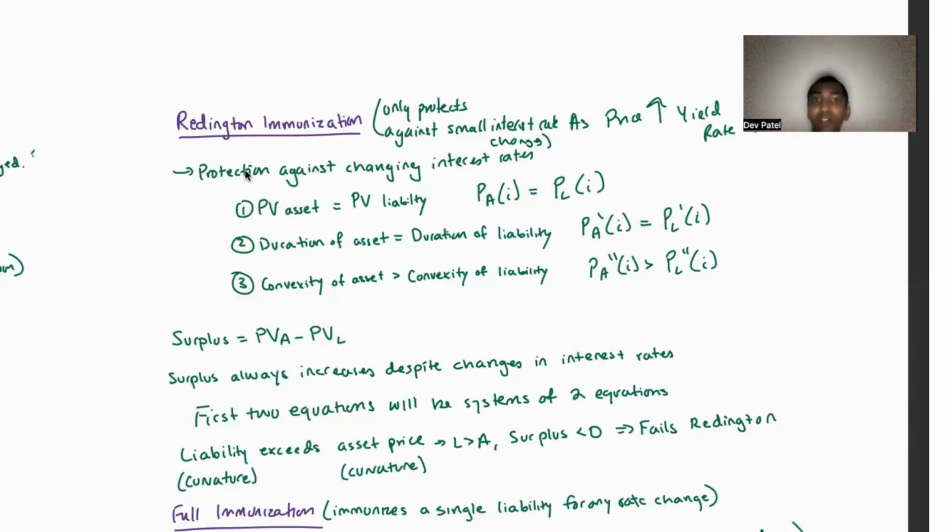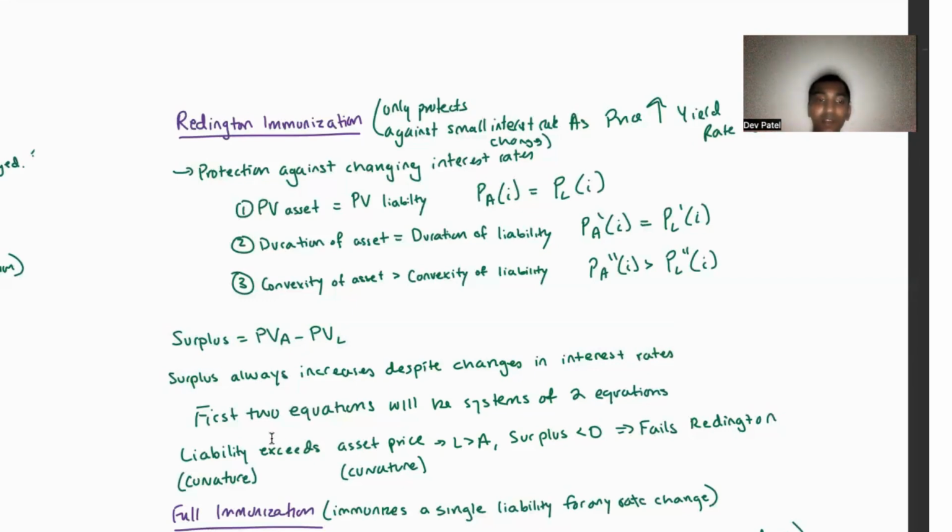And now, just to make sure that this actually satisfies Redington immunization, we have this third criterion where the convexity of the asset is greater than the convexity of the liability. So what you'll do is take the second derivative of both the asset function and the liability function with respect to the interest rate, and see if the convexity of the asset is greater than the convexity of the liability. And what this means is if that's the case, then we know that the surplus is always going to increase despite small changes in the interest rate.